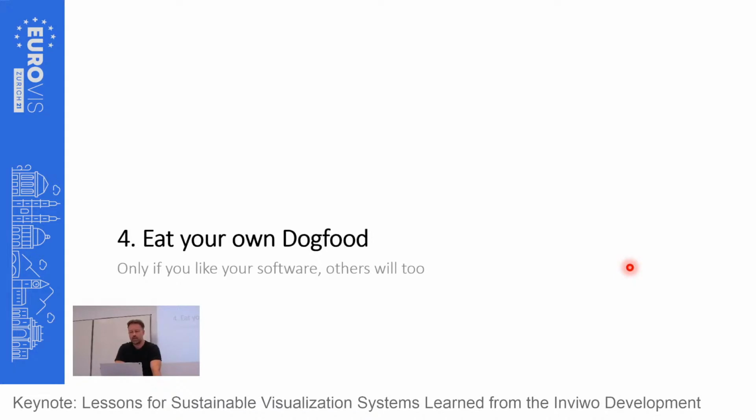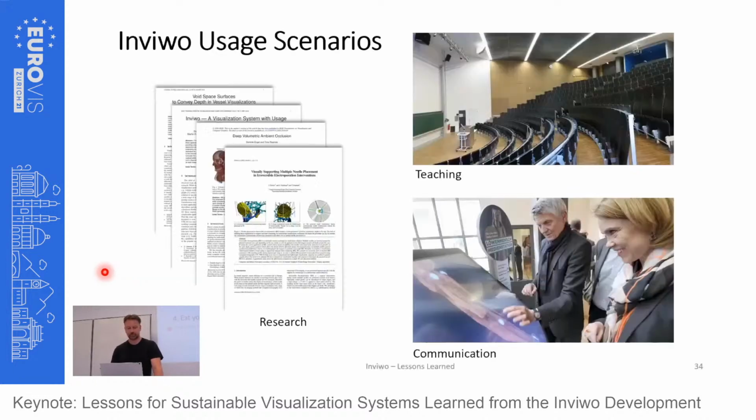So we use Inviwo heavily for our own purposes. We do this because we are all very much convinced that only if you like your own software, others will like the software too. Here you see 3 usage scenarios where we use Inviwo. One is for doing research. It's a basic tool we use to publish many of our research papers. We use it in teaching. Our students work with Inviwo. And we use it in communication.